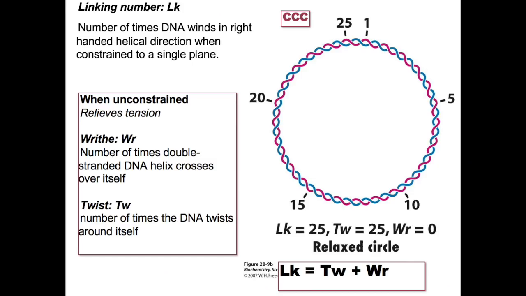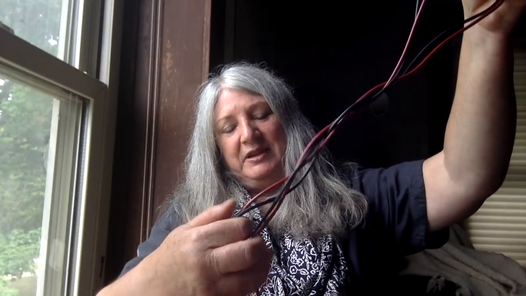Twists plus writhes always equal the linking number. Again, twist plus writhe equals linking number. So for instance, there are 1, 2, 3, 4 writhes in this. Okay, so if I knew what the linking number was, I would just subtract the writhes from the linking number, and I'd know how many twists are in there right now.